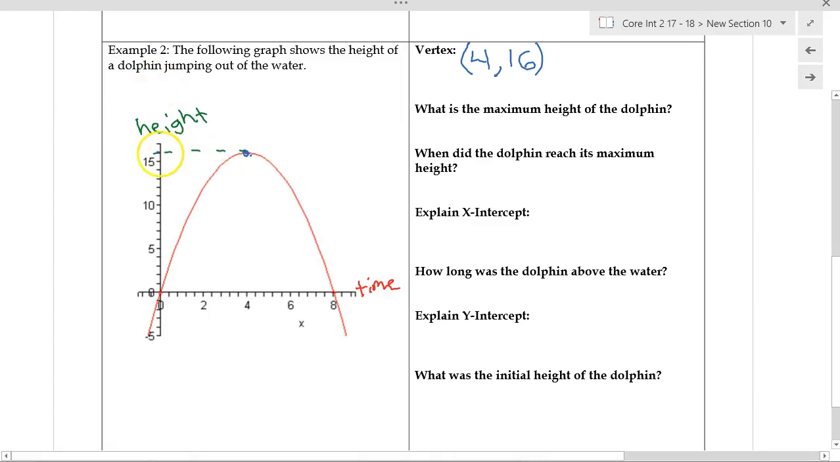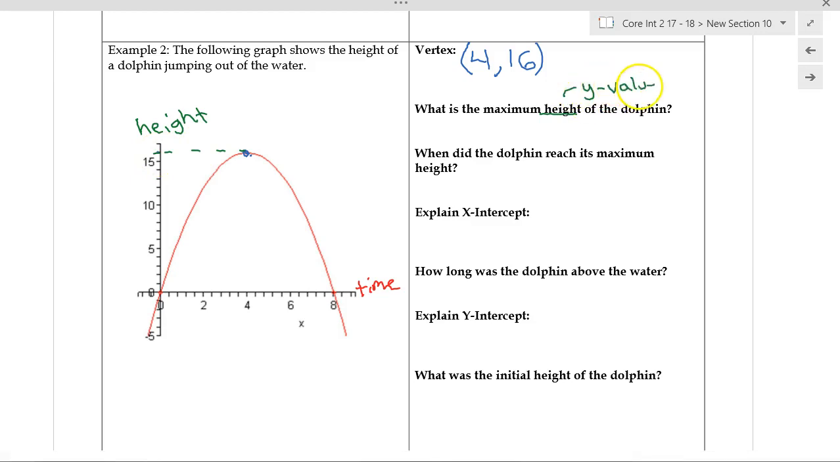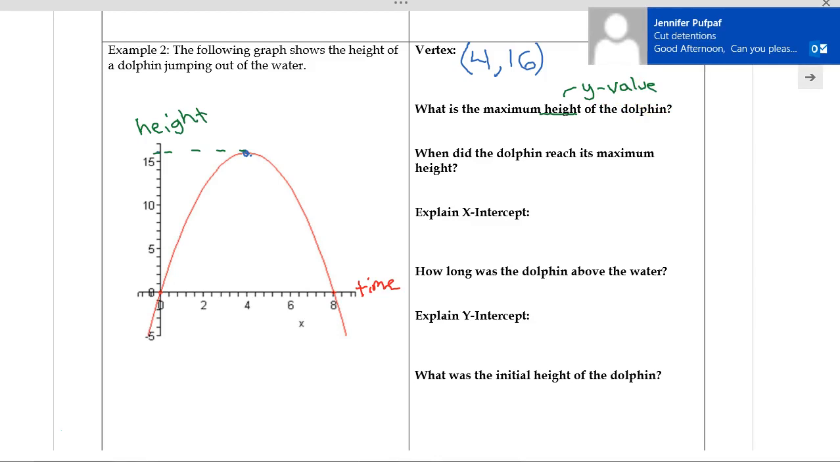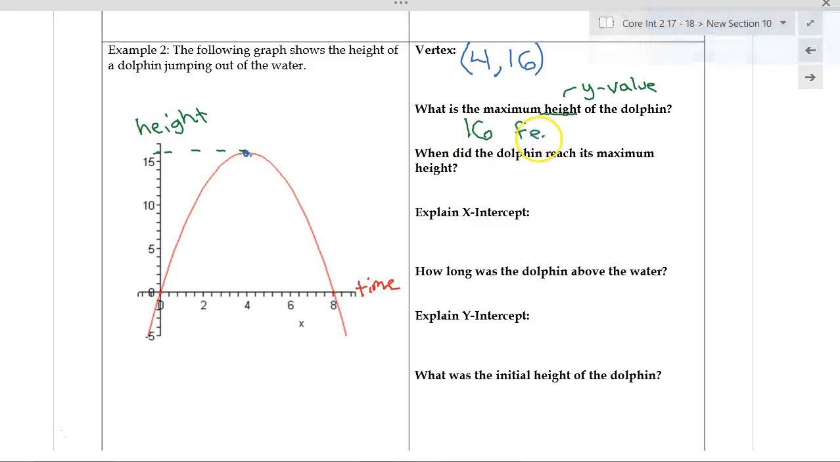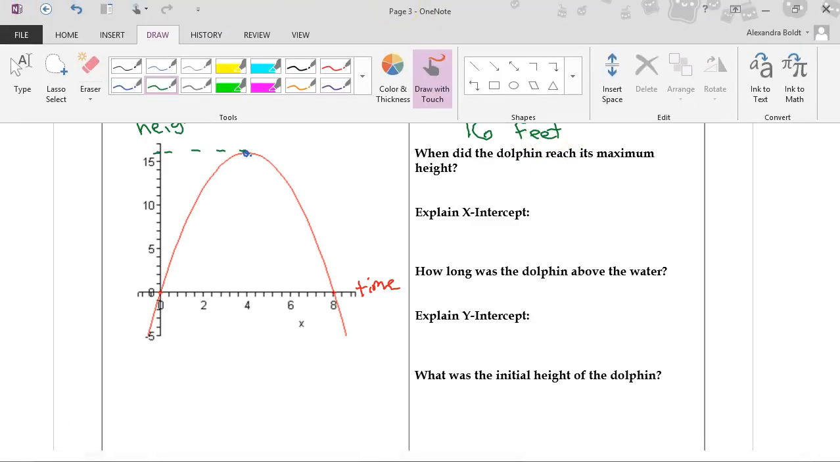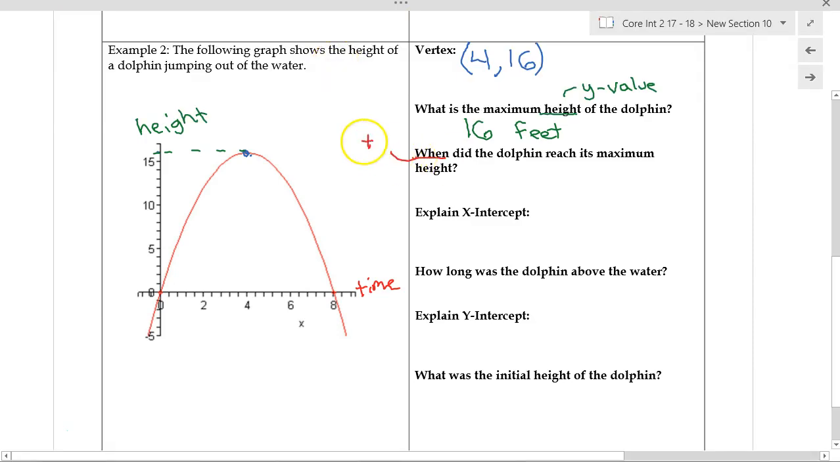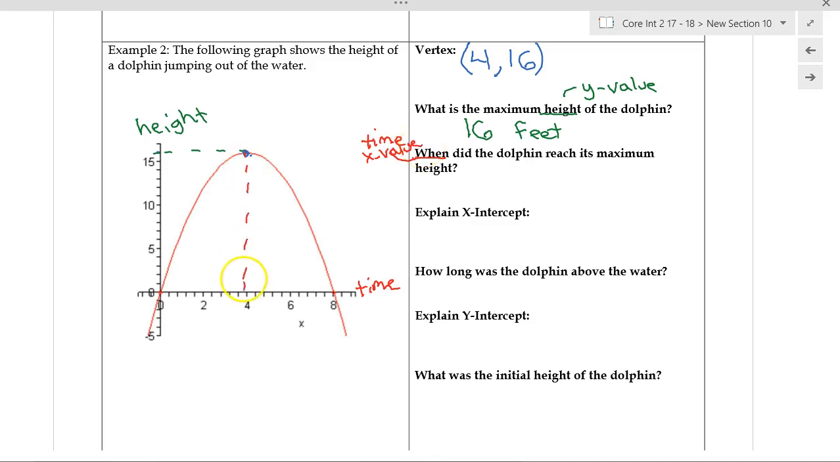So what is the maximum height? Well, again, height is the y value. So my maximum height was 16 feet. All right, and so then when does the dolphin reach its maximum height? Remember, the question when has to do with time, so it's an x value. And the x value of that maximum was 4 seconds.